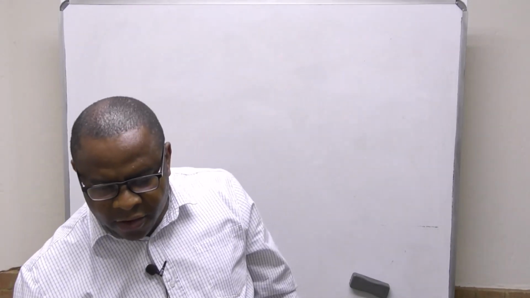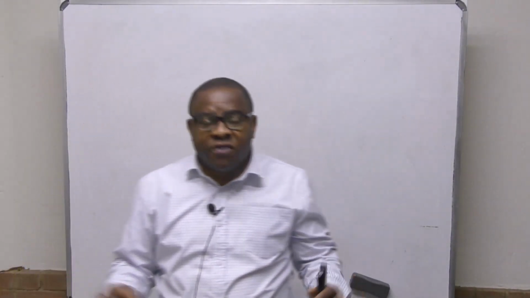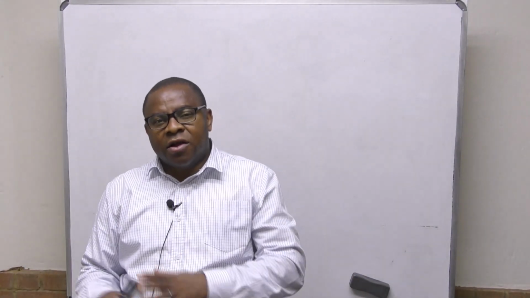All right, so now let's look at the next question. So the question says, two 5 MVA transformers are placed in a transformer yard close to a coal handling plant, and they form part of a substation that feeds the coal handling plant. Draw up a maintenance schedule for the transformer.